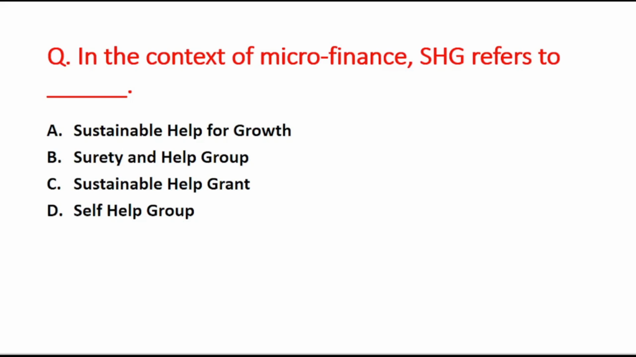The next question is, in the context of microfinance, SHG refers to blank. Your A option is Sustainable Help for Growth, B option is Surety and Help Group, C option is Sustainable Help Grant, D option is Self-Help Group. So SHG stands for Self-Help Group. Option D is the right answer.